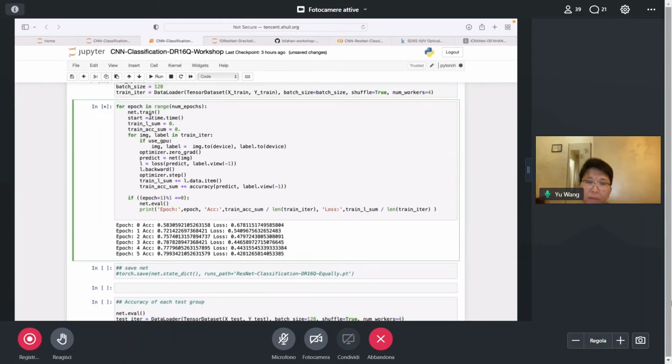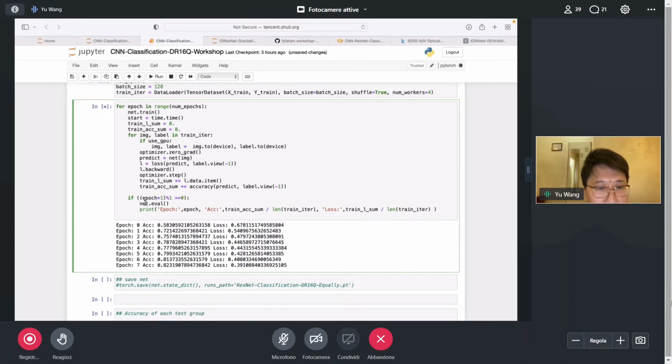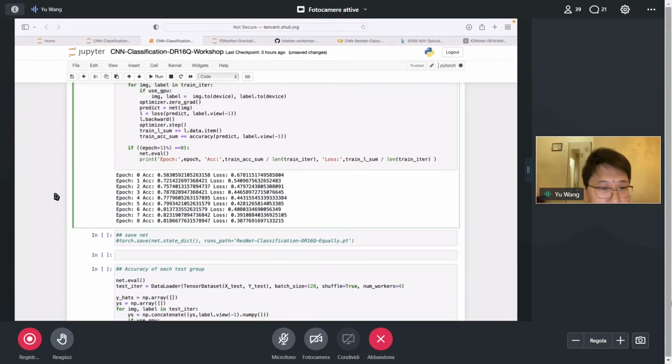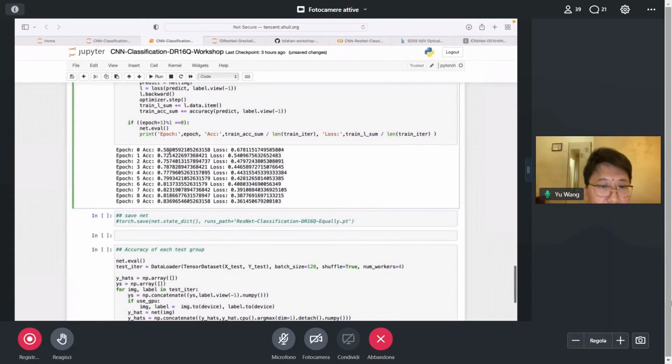If you have time, you can run a much larger number of epochs and use all the data. Here, only 10% of the data is used. So you will get much better accuracy. Sometimes it gets worse, but don't worry, it will go up again. And the loss goes down, you see the accuracy goes up. Okay, that finishes the 10 epochs.